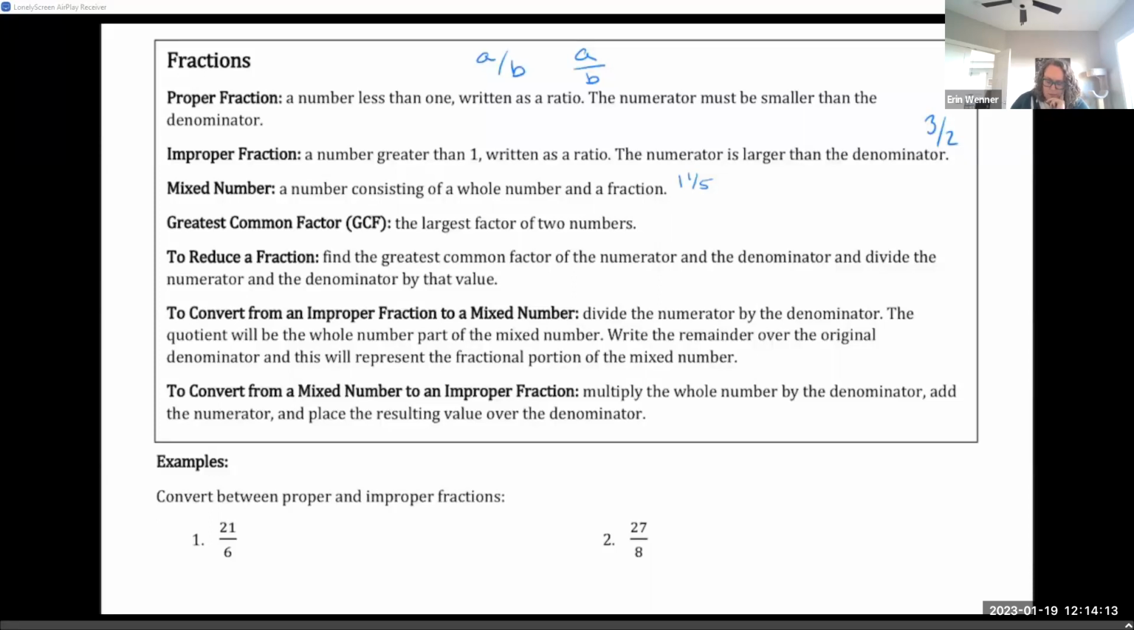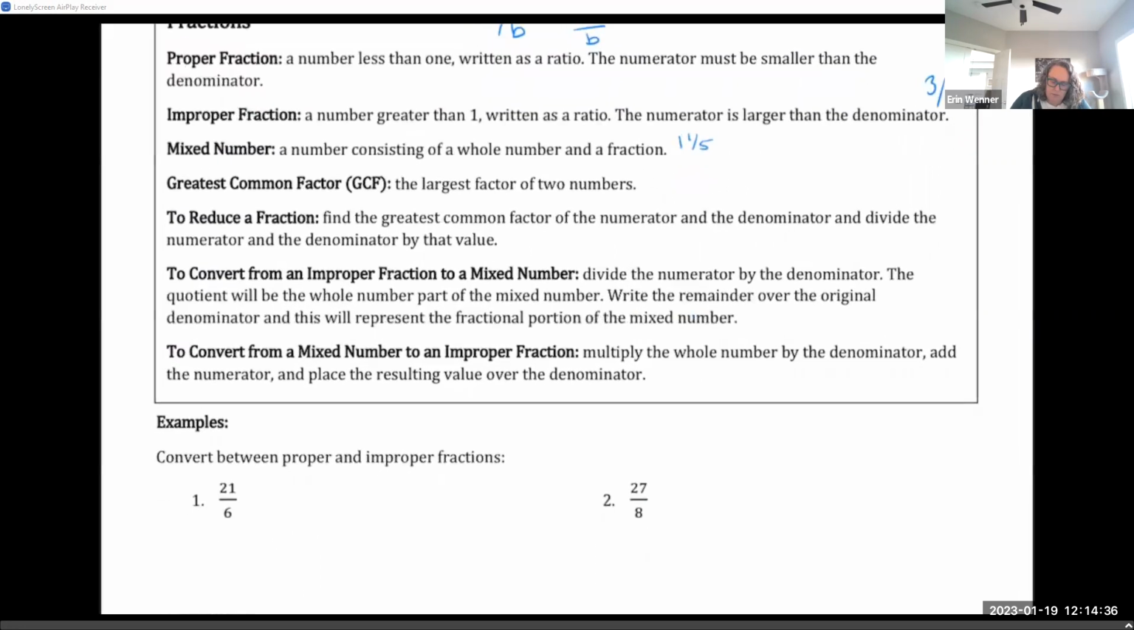To convert from an improper fraction to a mixed number, divide the numerator by the denominator to get the quotient. And all I mean by the quotient is however many times that denominator goes into the numerator will be your whole number. And then you've got the remainder written over the original denominator, which represents the fractional portion of the mixed number. It's always funny to me when you try to write out how to solve the process, it ends up sounding more complicated than it is.